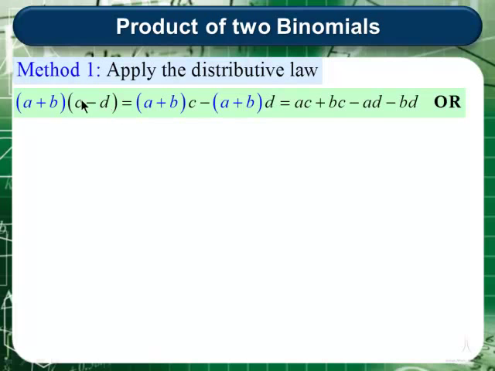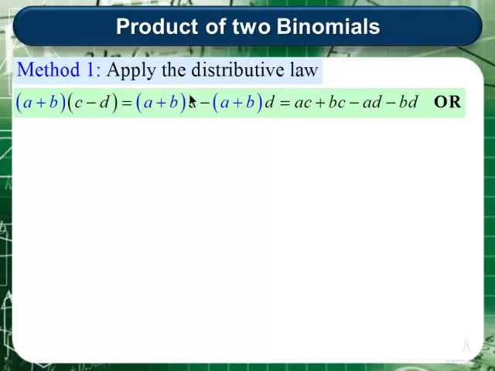So we may decide to see the a plus b binomial as a unit and then apply this distributive law from the left. In other words, multiply the binomial in the blue brackets with the terms in the binomial expression with the black brackets, as can be seen on the screen. That means that a plus b must first be multiplied with c, and then afterwards a plus b as a binomial must be multiplied with minus d, as we can see.